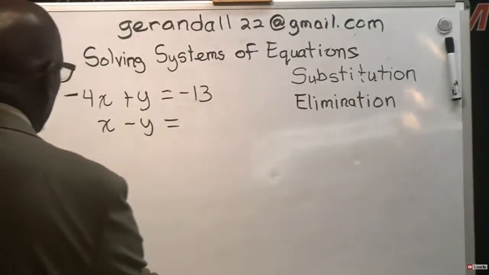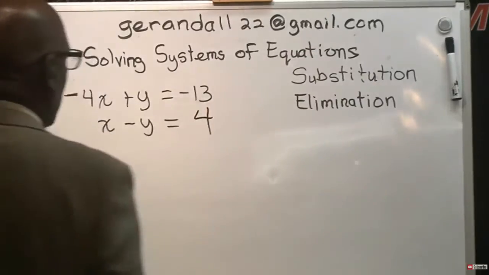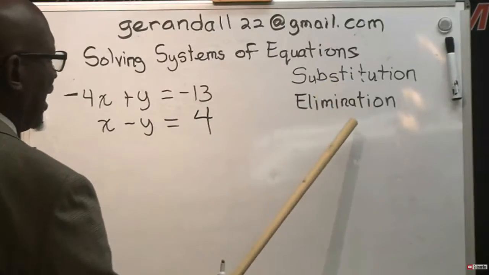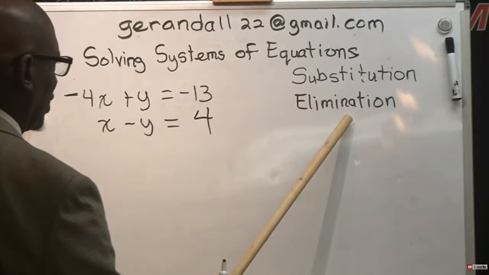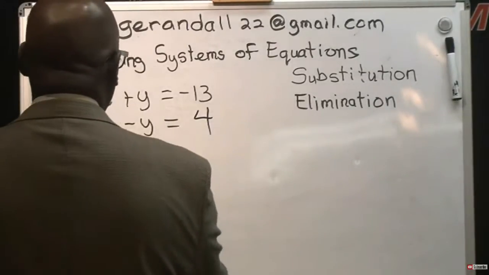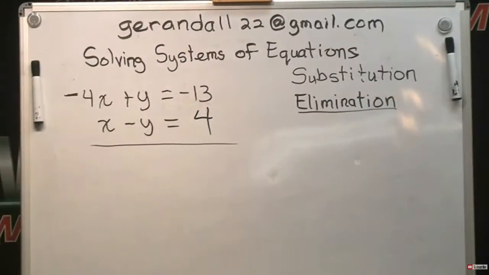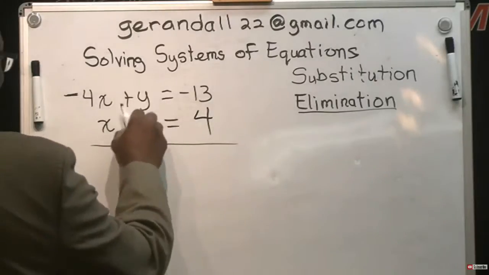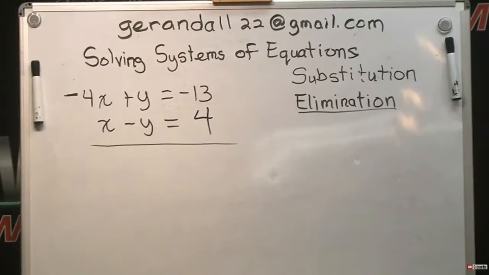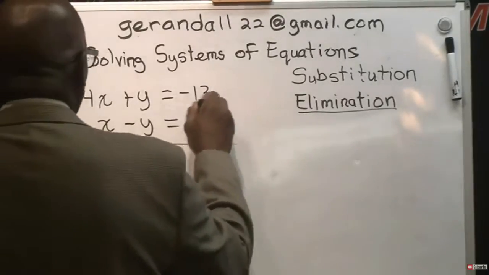So let's look at this first question. And the way we're going to solve this, there are various methods. We have substitution and elimination. Now, we can do what's called elimination first. What we have to do is isolate or eliminate one of these variables. And we can do this in several ways.